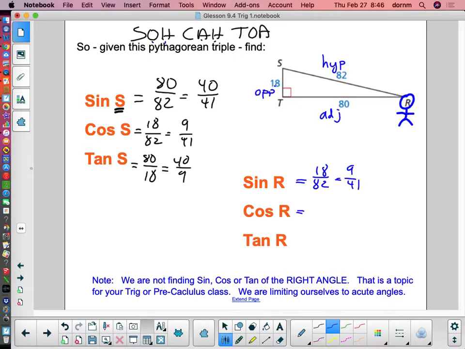Cosine of R is adjacent over hypotenuse, which would be 80 over 82, yeah. So that's 40 over 41. And the tangent of R is opposite over adjacent, TOA, 18 over 80, which would be 9 over 40 when I reduce it. Okay? And yeah, you are expected to reduce fractions. So that's how we find sine, cosine, and tangent ratio values for an angle.